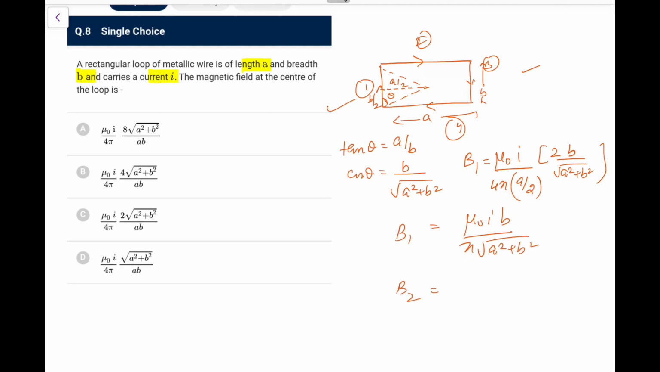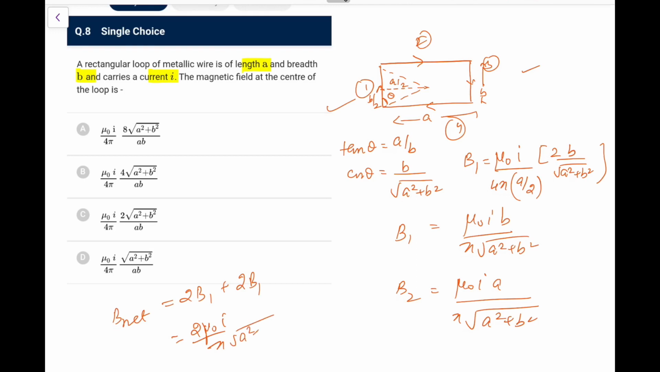Similarly B2, if you go there, then tan theta will become B by A and that will become A by this. So this will become mu naught I A upon pi under root A square plus B square. So net field would be addition and doubling of that. So if I double it, net field would be 2B1 plus 2B2. So what I can write, 2 mu naught I upon pi. I can take common under root A square plus B square, it would be A plus B.